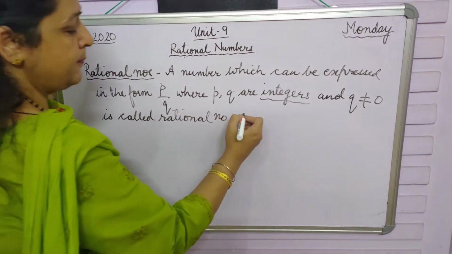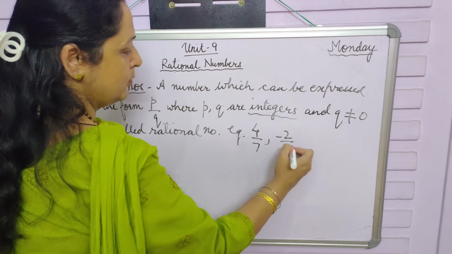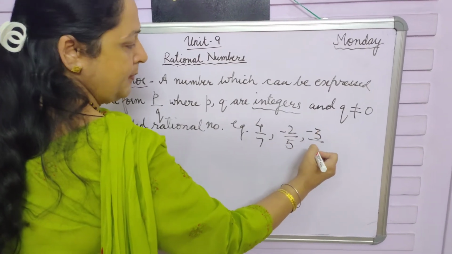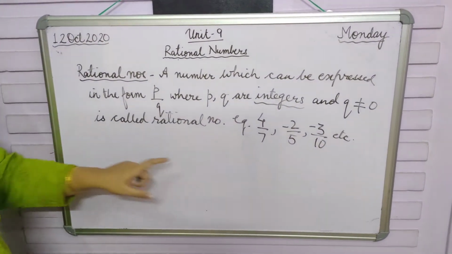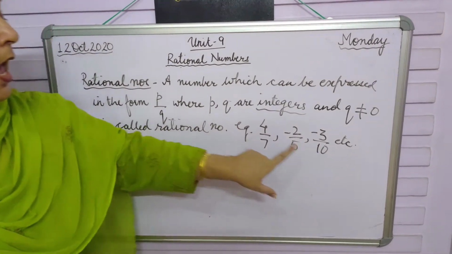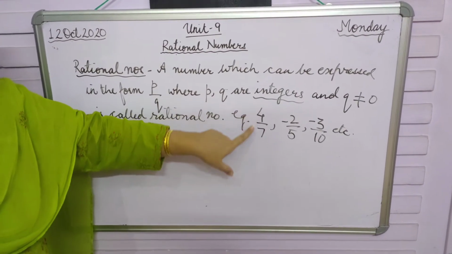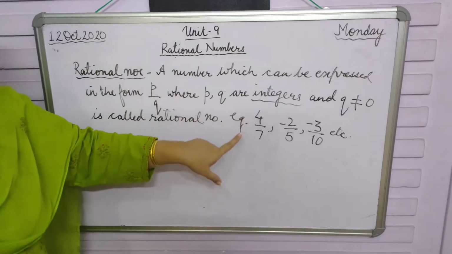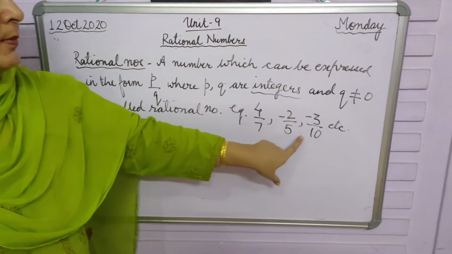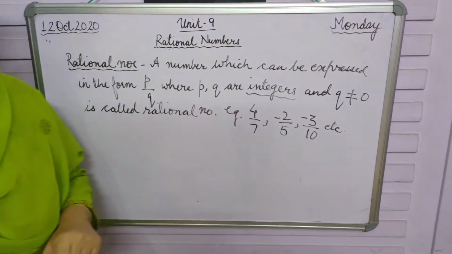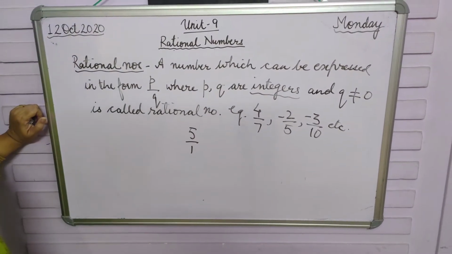Now let us give some examples. For example, 4 by 7. For example, minus 2 by 5. For example, minus 3 by 10, etc. So all these are examples of rational numbers. As you can see here, both the numerator and denominator are integers. They can be positive also, they can be negative also, and nowhere is the denominator 0. Yes, the denominator can be 1. That means if I write 5 by 1, it is also a rational number.